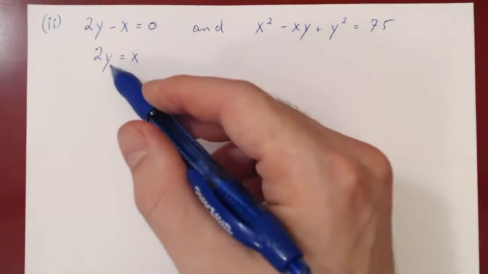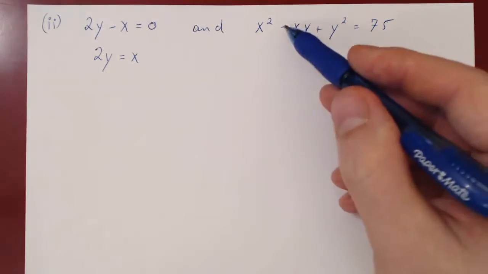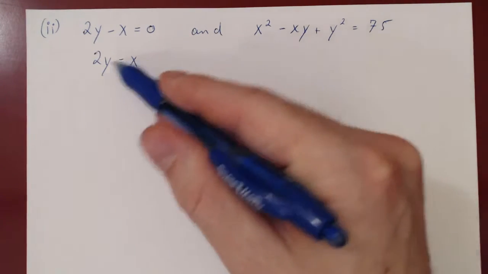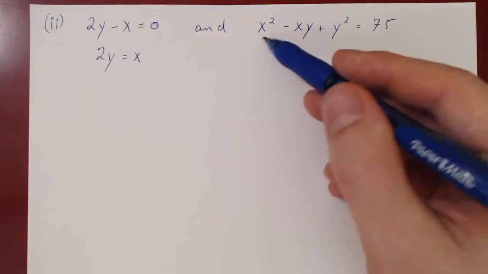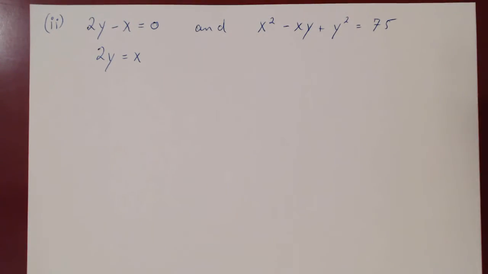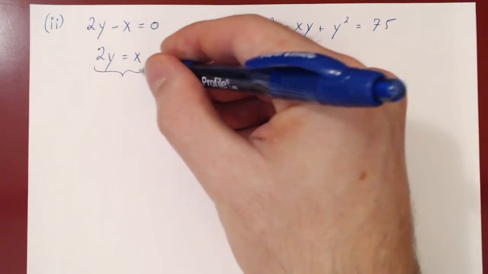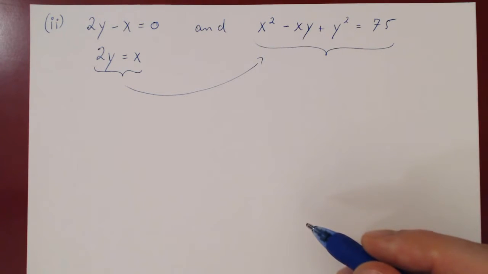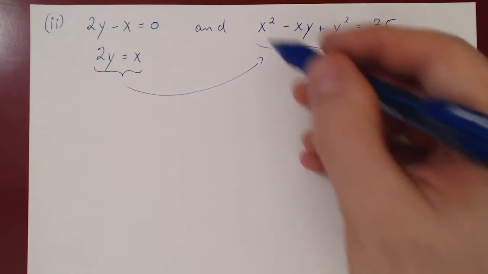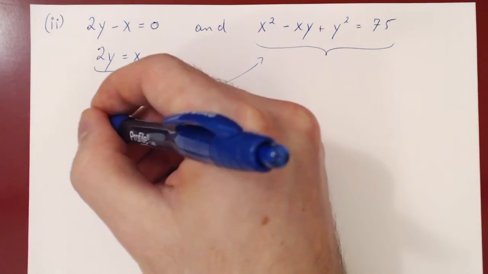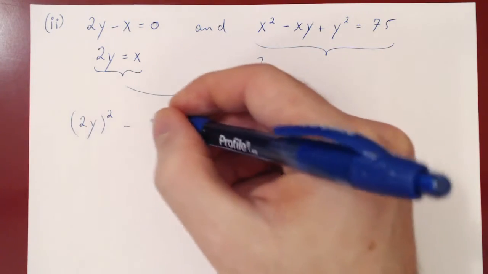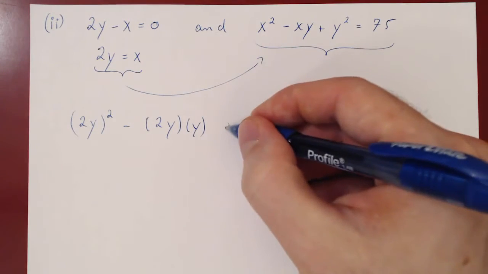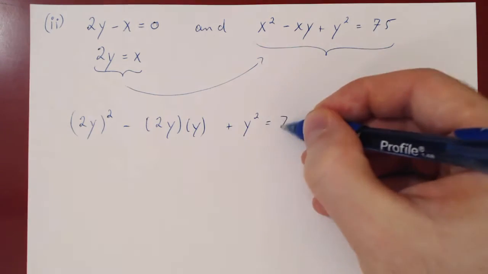And then what we'll do is we'll replace x by 2y in this equation, right? You could have solved for y and said y is x over 2, but then you would introduce fractions in the expression. You're better off leaving x as 2y and replacing x in here by 2y, and then you don't get any fractions. So this will make the algebra a little simpler. So we substitute. So what do we have? Well, x is 2y, so 2y all squared, minus x, which is 2y, times y, plus y squared equals 75.